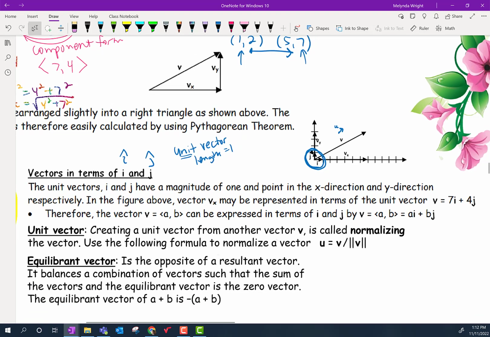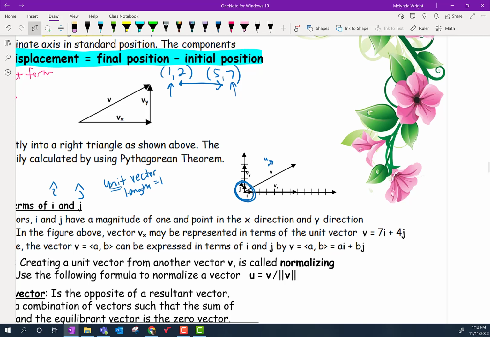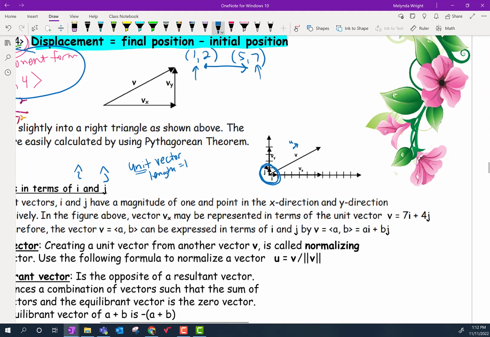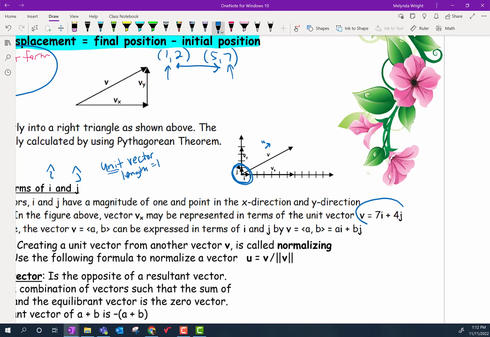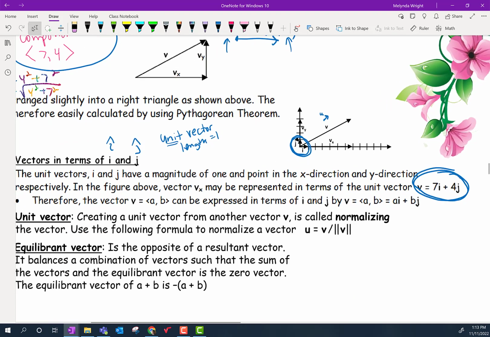Now what we can do is go back and forth. Recall the vector that we had up here. This vector is in component form, with the chevrons, 7, 4. You can write that exact same vector in a different form, the i and j form. Right over here, it's the same vector, just written in a different form. They mean the same thing.